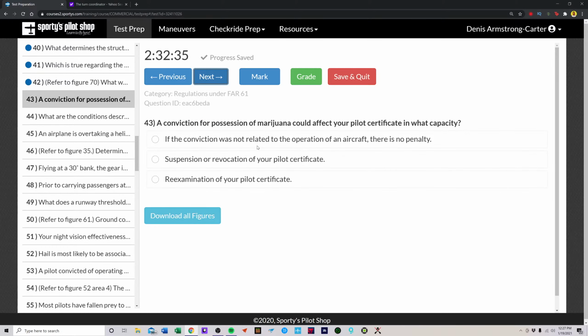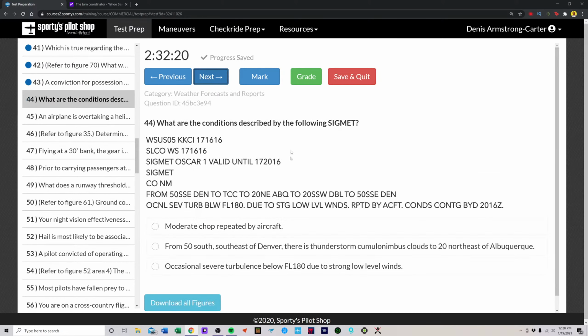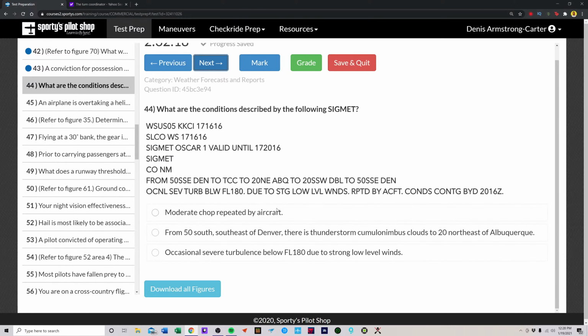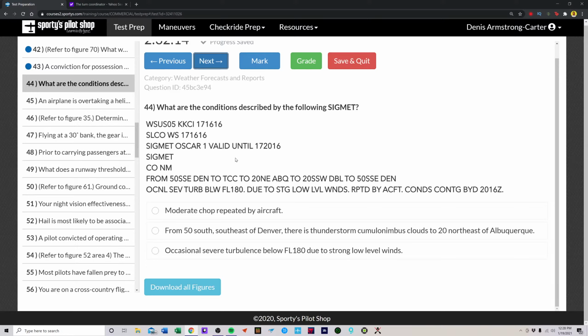Convicted for possession of marijuana could affect your pilot certificate. In what capacity? I would say if you have marijuana, they take that away. You ain't getting that back. I'm not trying to go to Colombia, guys. You know they've got that happening down there. What other conditions are described in the following segment?